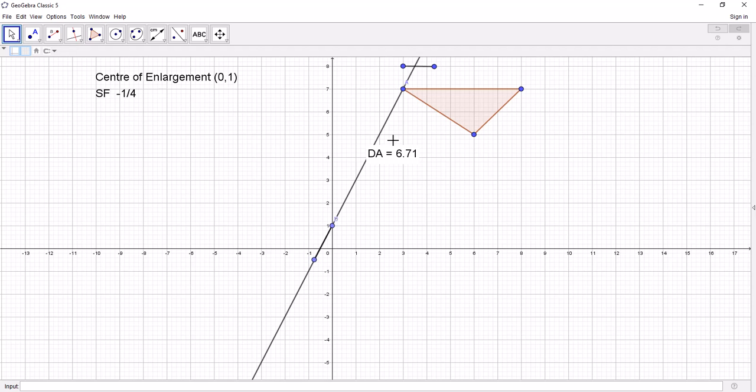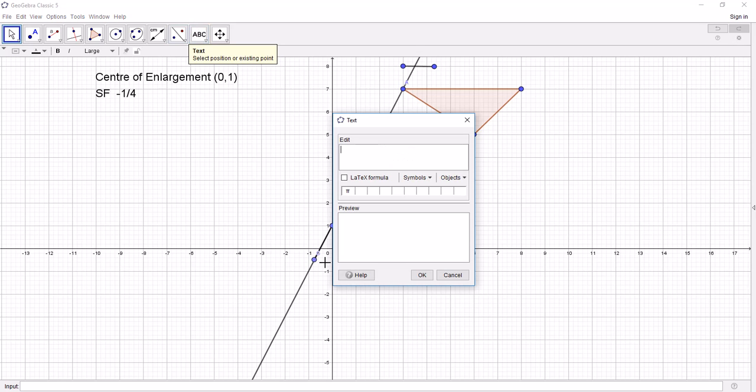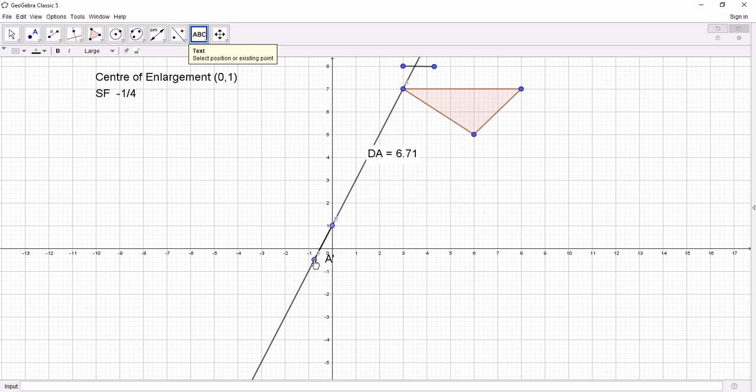Obviously they wouldn't give you such a hard example, but you would divide the distance between your centre of enlargement and the point that you want to move by 4, and then measure that distance going down your line. So I know now that this is my image of A. That point here is where my A is going to sit.